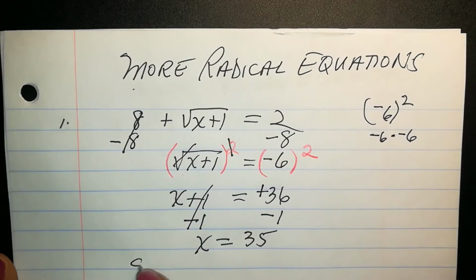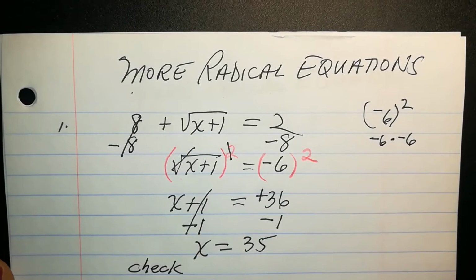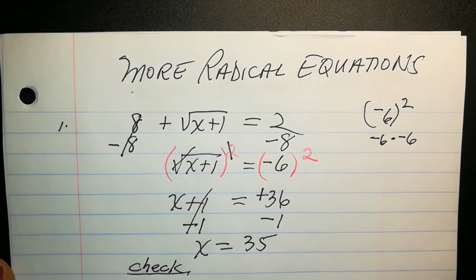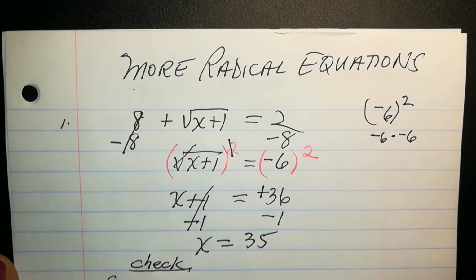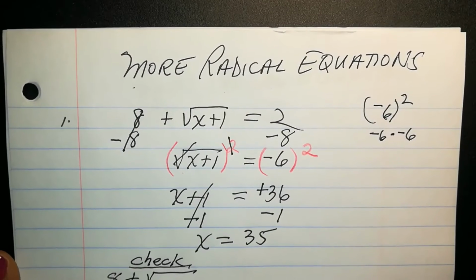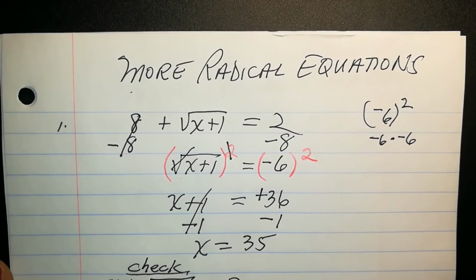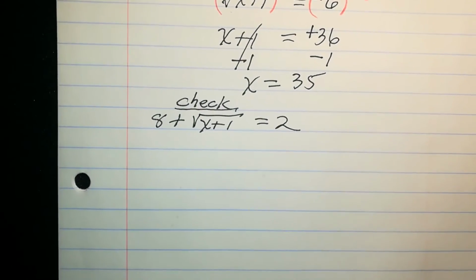What we do is we check. And there's a specific word if it doesn't work out. I'm going to talk about that because I think it's important for us to know, just like the word isolate is important. So I'm going to write my original. I'm going to put 8 plus the square root of x plus 1 equals 2. That's my original right there. Okay? And I'm going to move this up a little so you can see really well.